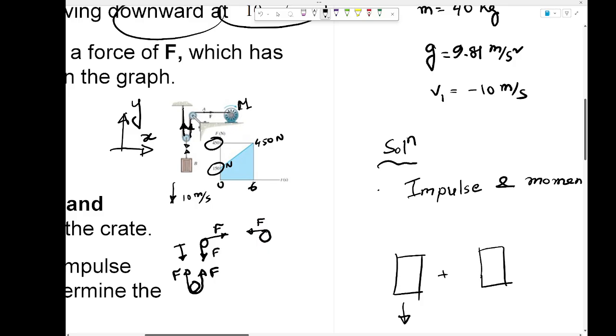Okay. So then you have this m v1, and then you have obviously the weight. Do you have a normal force here?